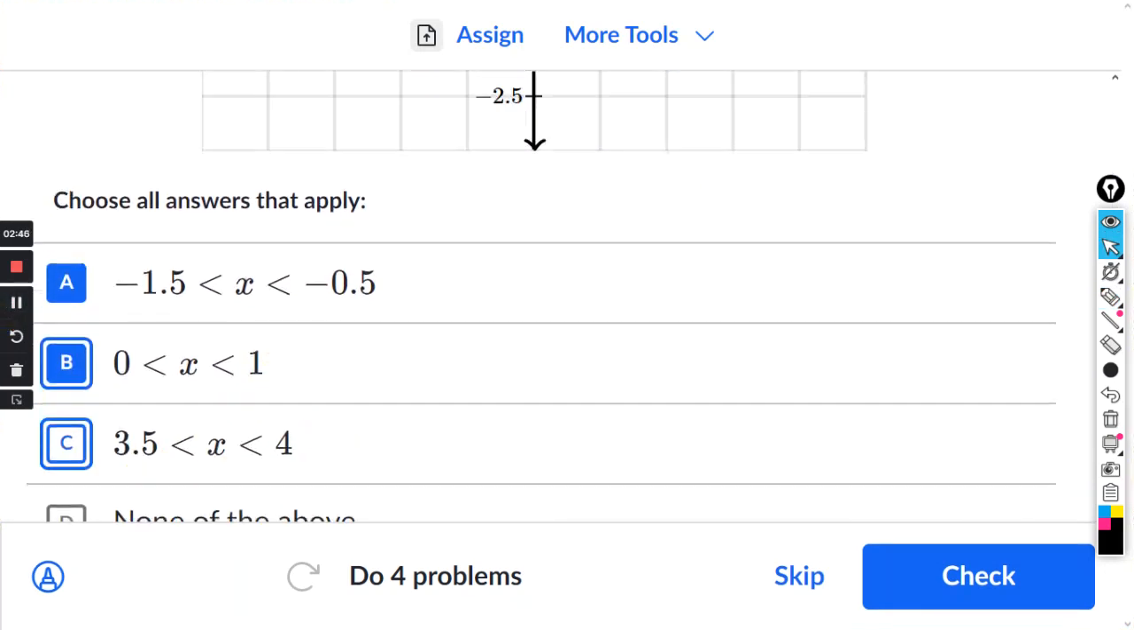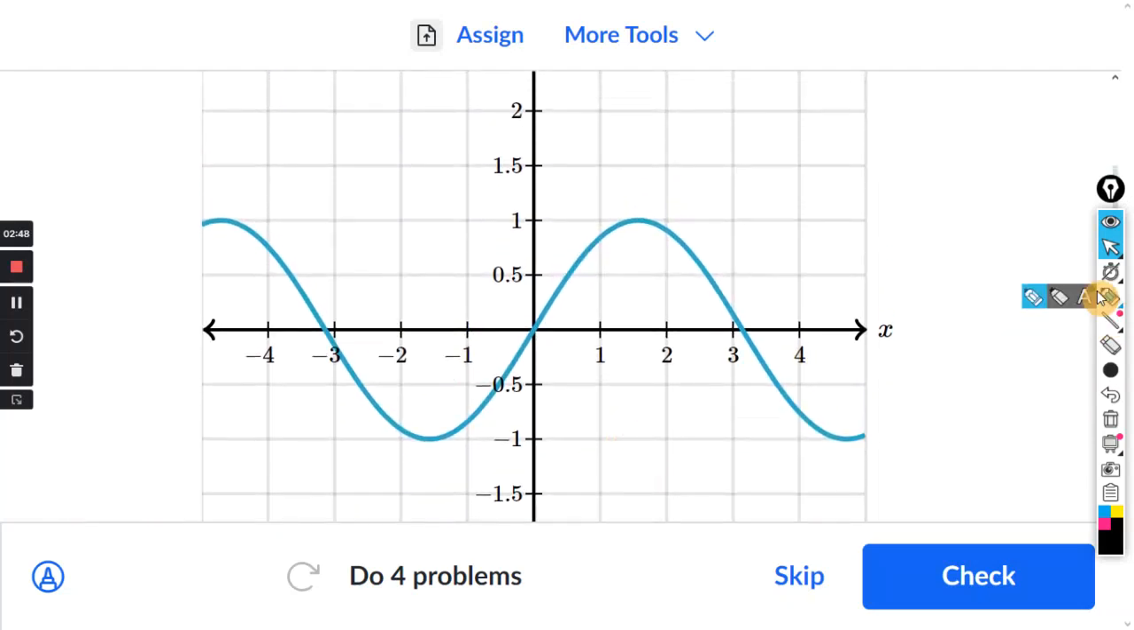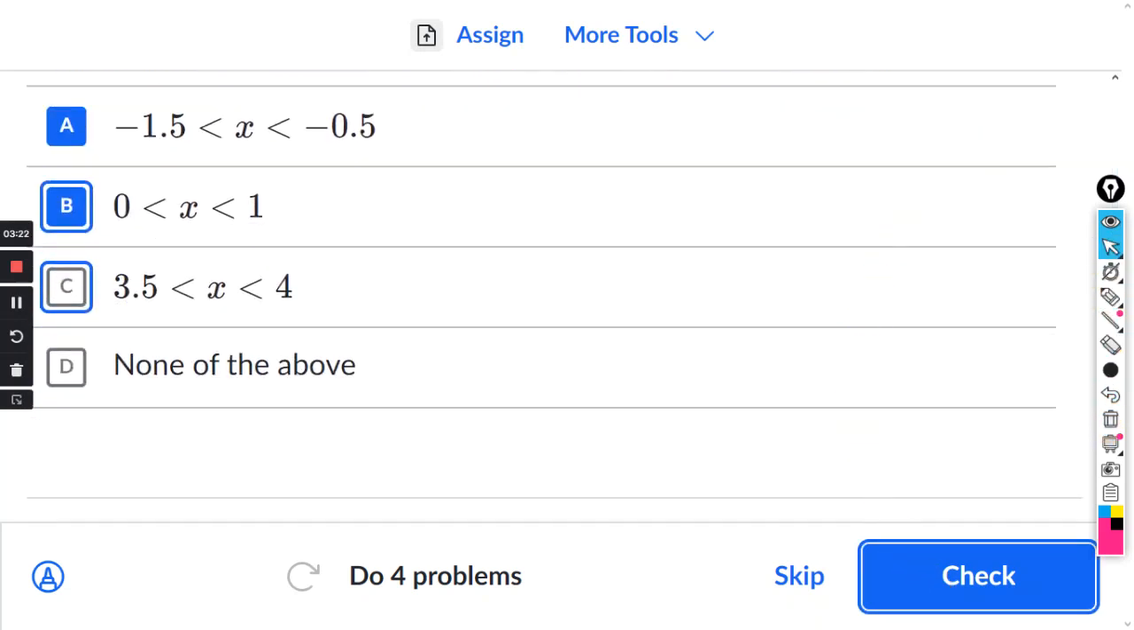Last one, 3.5 to 4. Okay, we go to x equals 3.5 and x equals 4. If we trace those down to the graph, what is going on in this section? Well, that is going down and to the right. Okay, that's a negative slope, and in that section, it is decreasing. So that is not a positive slope. It's not increasing there. All right, so just A and B.